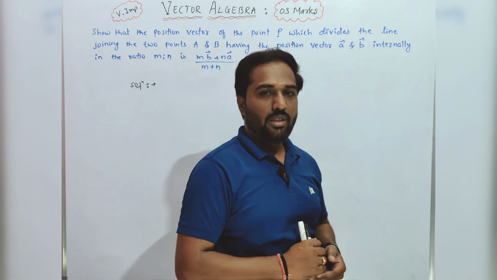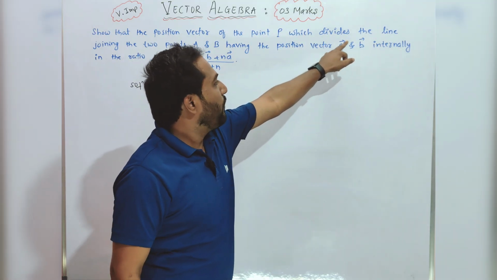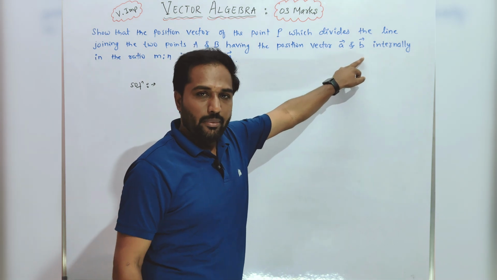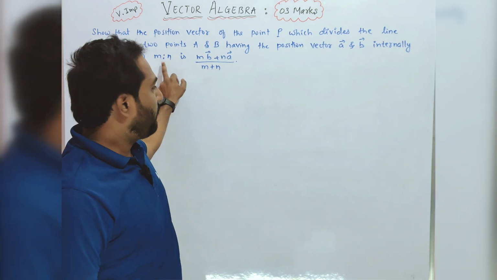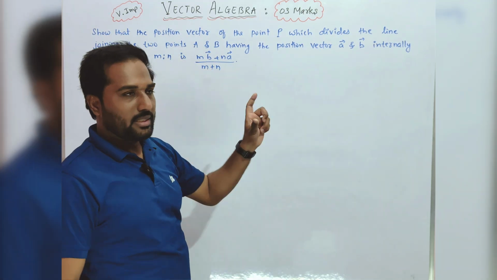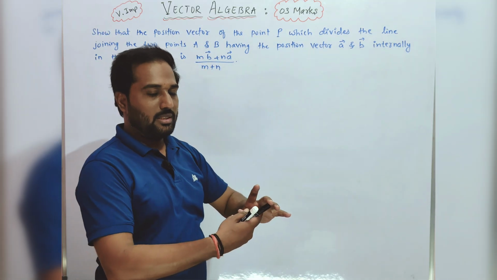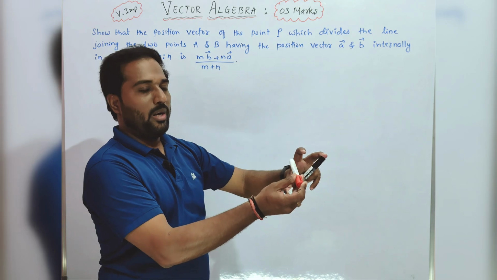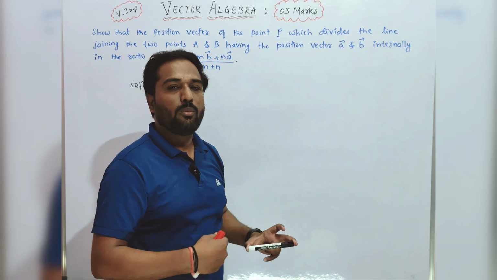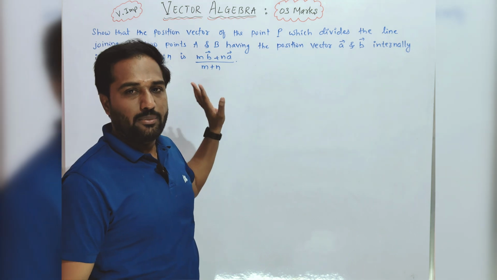Okay, let us continue one of the important example. Show that the position vector of the point P, which divides the line joining the 2 points A and B, having the position vectors a and b, internally in the ratio m is to n, is (mb + na) divided by (m + n). So just look into the statement. There is a straight line AB which is divided by a point P in the ratio m is to n internally, and this expression has to be obtained.